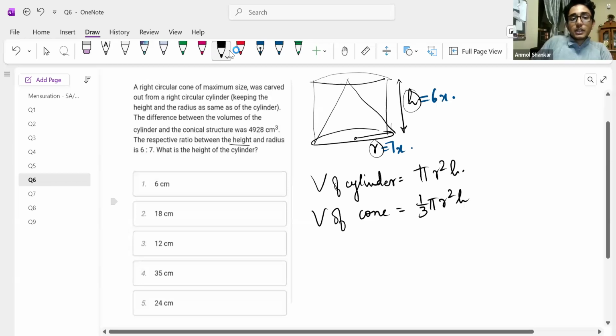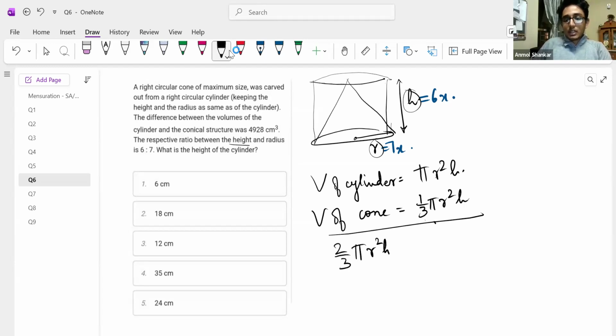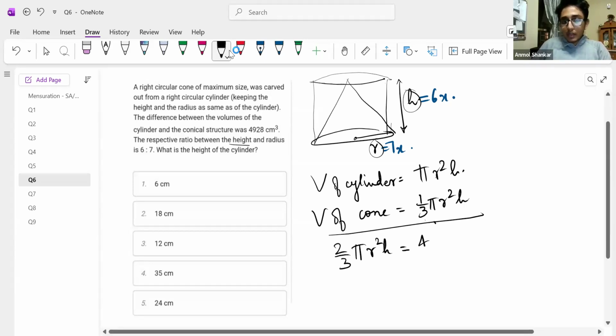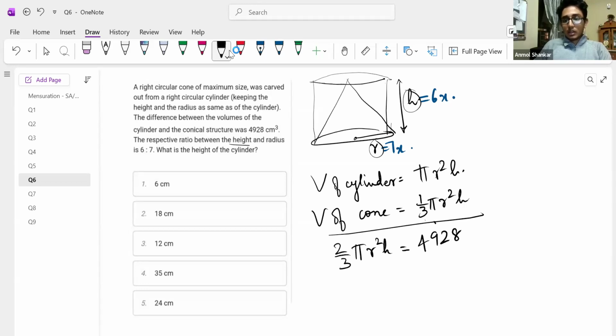Next they say the difference between the volumes. So for the difference we have to do subtraction, right? So this minus 1/3 gives 2/3. 2/3 pi r square h is equal to 4928. So 2/3 pi, r is 7x. Now we can bring everything in terms of x, right?